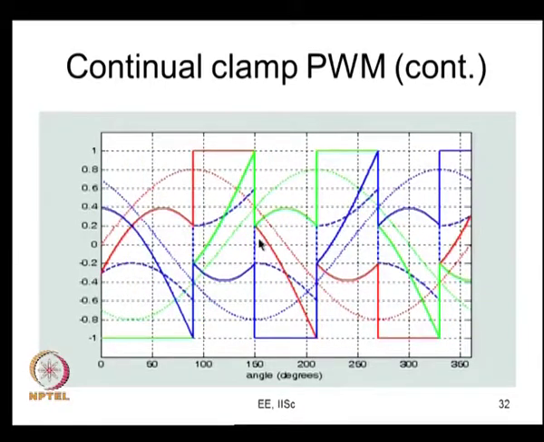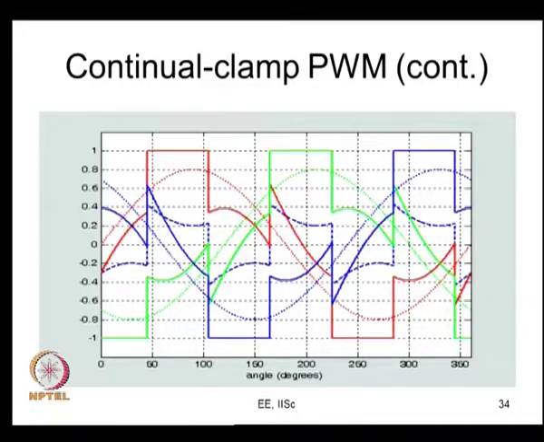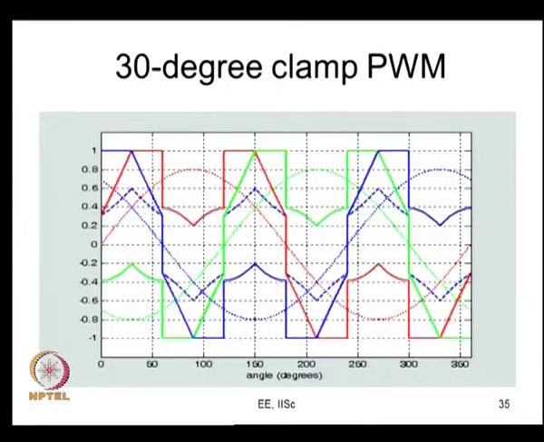This is another clamping. Everywhere, once you know the modulating signal, you can find out the duty ratio, how the duty ratio varies as a function of omega t, and you can do these calculations. So, for all the various bus clamping PWM methods, you can just do this exercise. This is a split clamp PWM. What happens is that it is not clamped continuously for 60 degrees; it is clamped for 30 degrees here and 30 degrees here, and so we call it 30 degree clamp PWM.